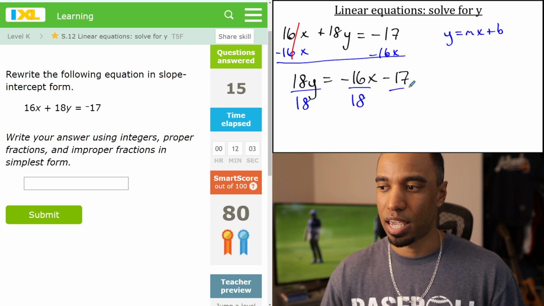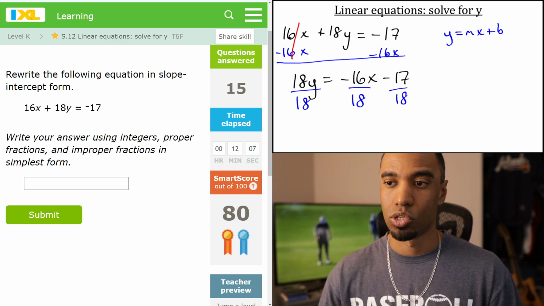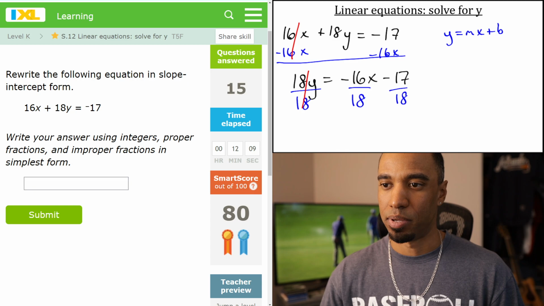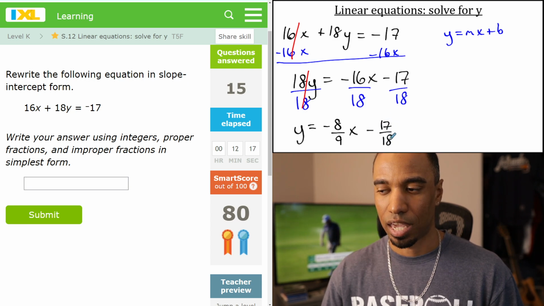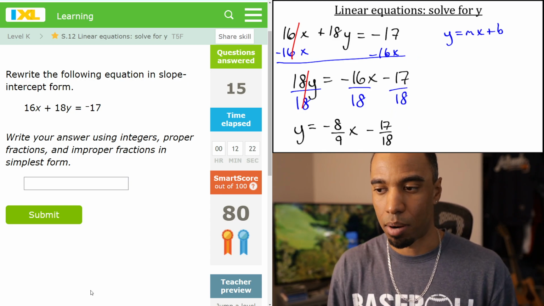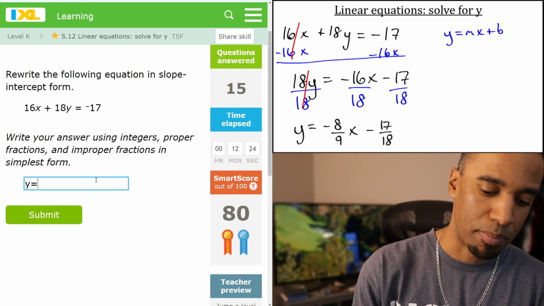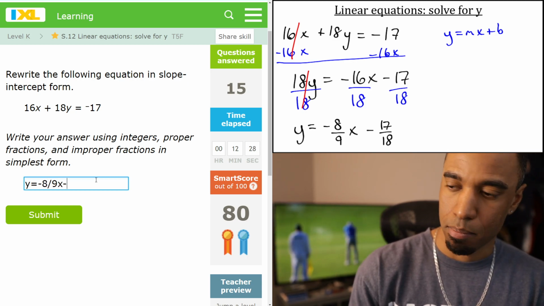And any fractions that can reduce, make sure you do so, such as these two evens can divide by 2. So I'll make sure to be doing that. I'm going to be getting myself y equals negative 8 over 9x, and then minus 17 over 8. Can't reduce it. Boo hiss. We'll leave it as is. Leave them as fractions. Even if they're improper, which these are not, you'd leave them as improper fractions. Totally fine. Negative 8/9 x minus 17 over 8.